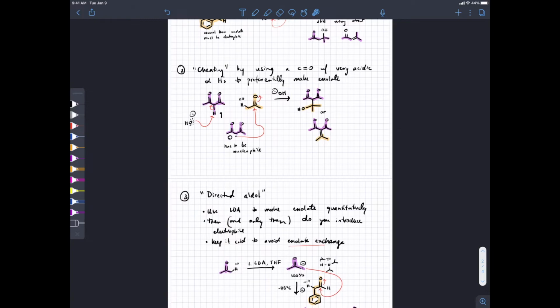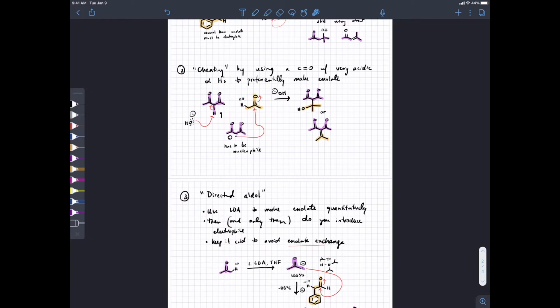Why does keeping it cold avoid the enolate exchange? I don't know. You would think that proton transfer would be easier than attacking a carbon. But experimentally, I think they observed that keeping it cold works, or at least prevents very much of the enolate exchange from happening. Yeah, I got nothing.